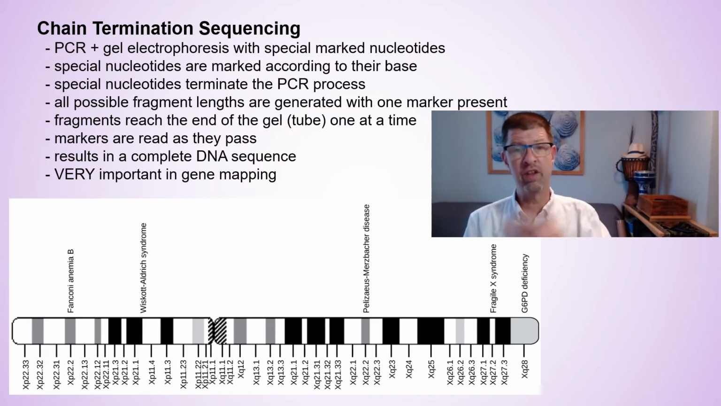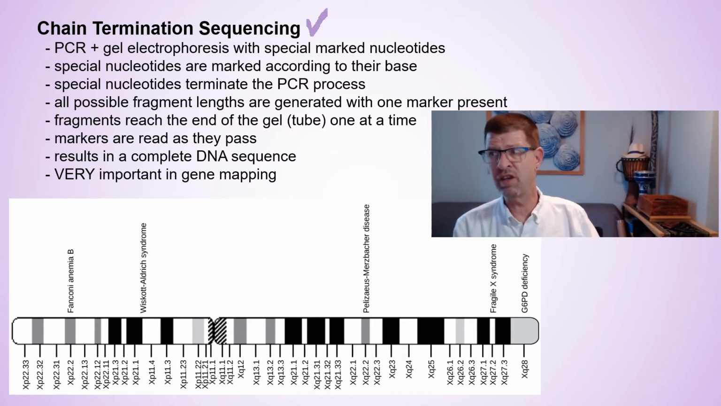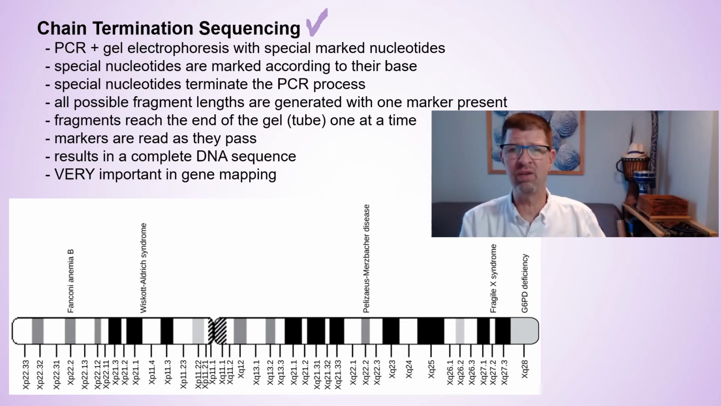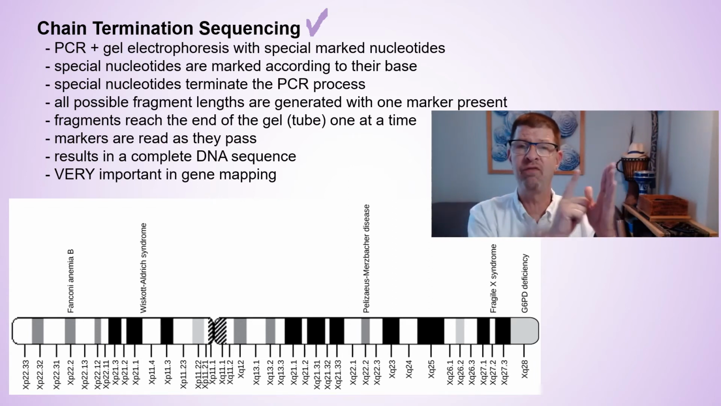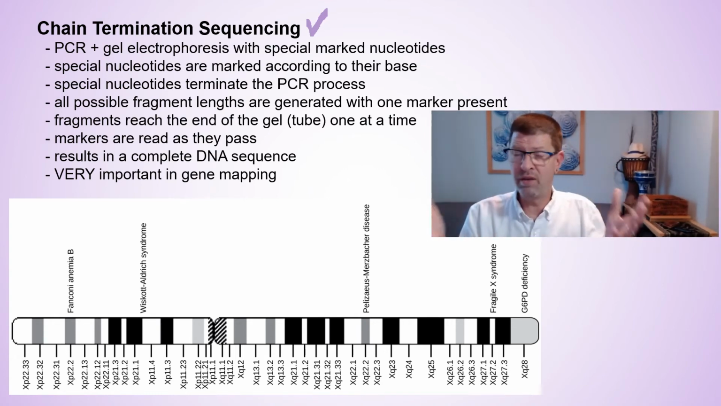Okay, so here is the next technique, and this is called sequencing. In this case, it's called chain termination sequencing. Sequencing is not about comparing two different pieces of DNA or solving a crime. What it is about is taking a chunk of DNA and figuring out what the order of the nucleotides is in it. And we do that in order to look for certain genes.